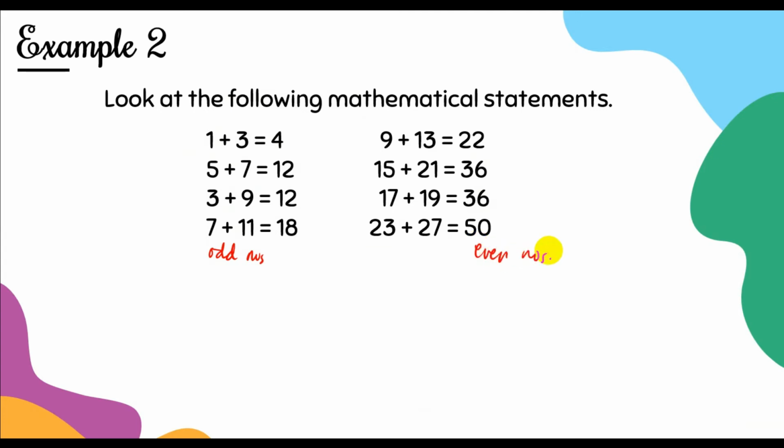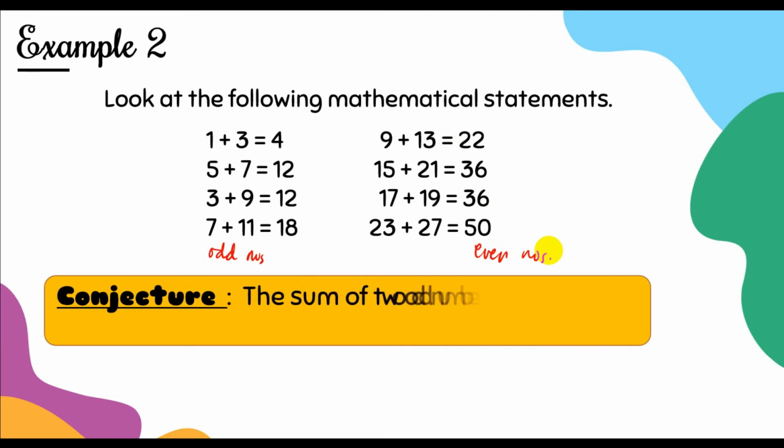So, what will be our conjecture here? We can say that the sum of two odd numbers is an even number. So, kapag meron daw tayong dalawang odd numbers na pinag-add, ang sagot daw natin dyan ay even number. So, we can say that this conjecture is true or also false once na meron tayong mahanap na counter-example. Now, let's have our example number 3.